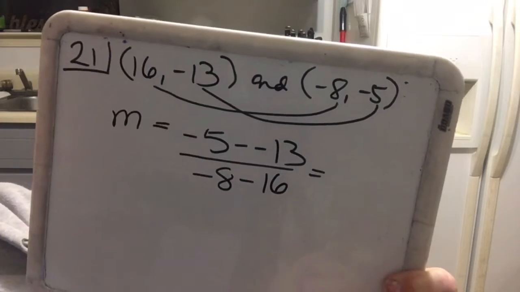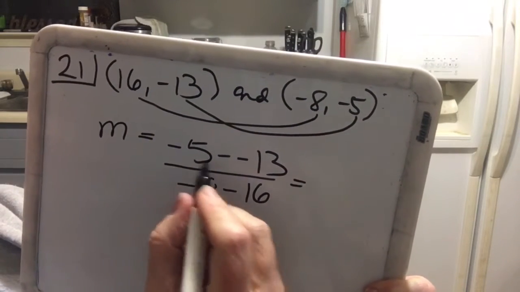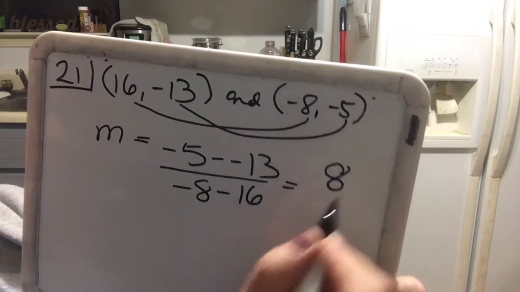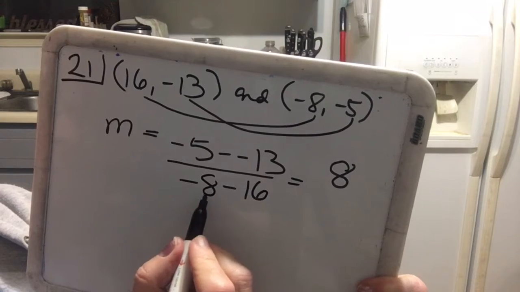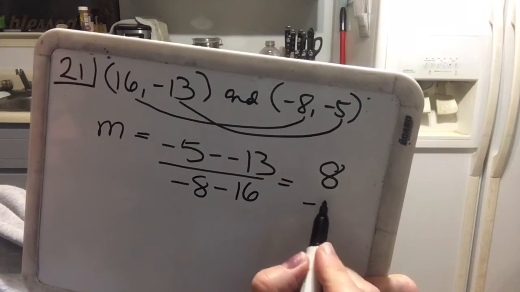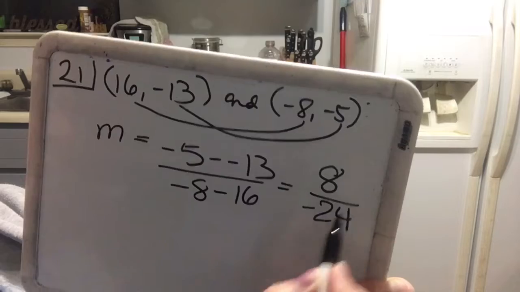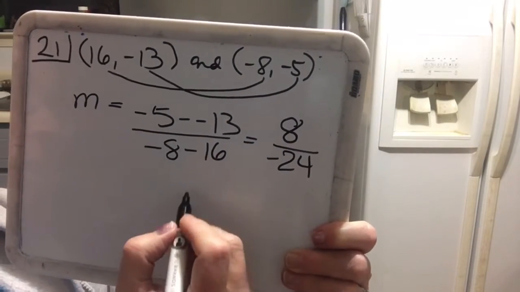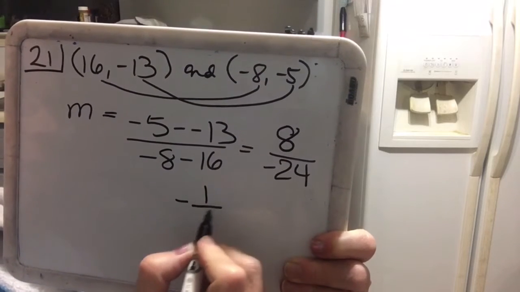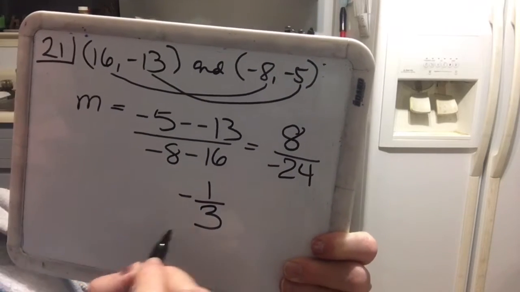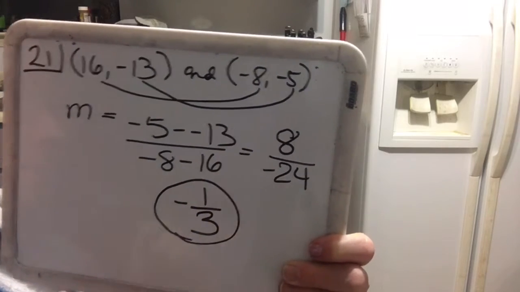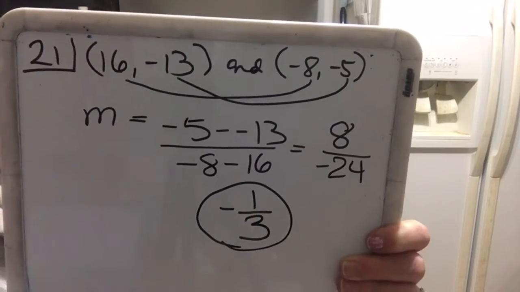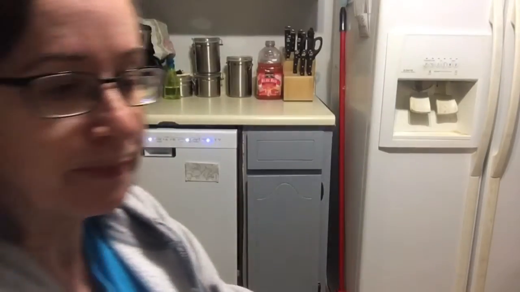When I perform that operation, I've got -5 plus 13, which is 8, and -8 minus 16 is -24. So I still need to do something else to this. I need to simplify. -1/3 is the final answer, and my slope is -1/3. So that was number 21 in the homework set.